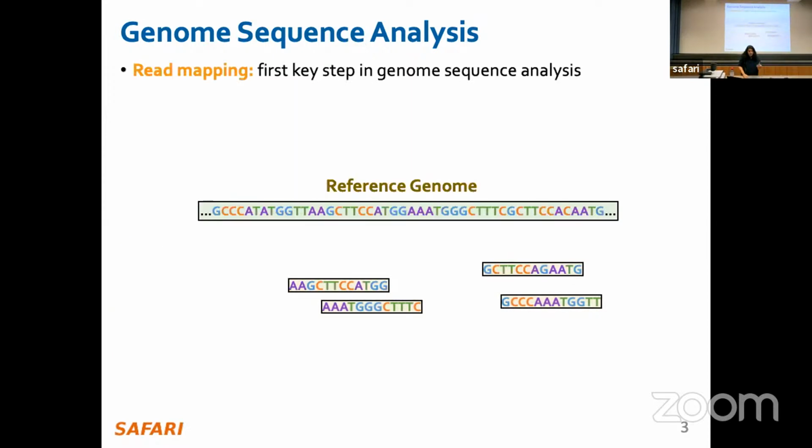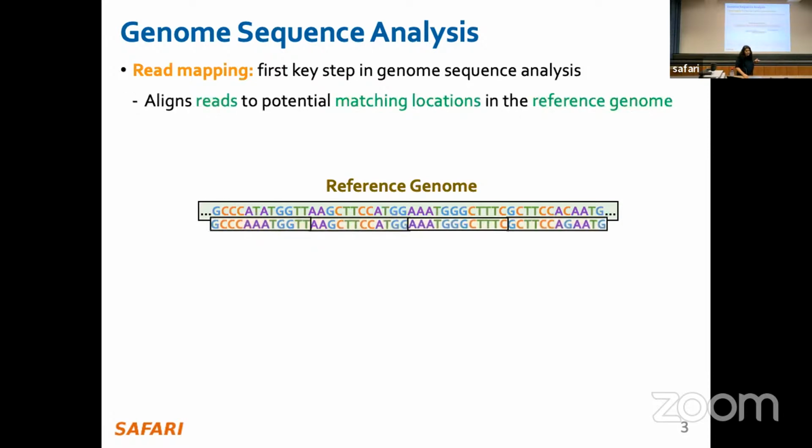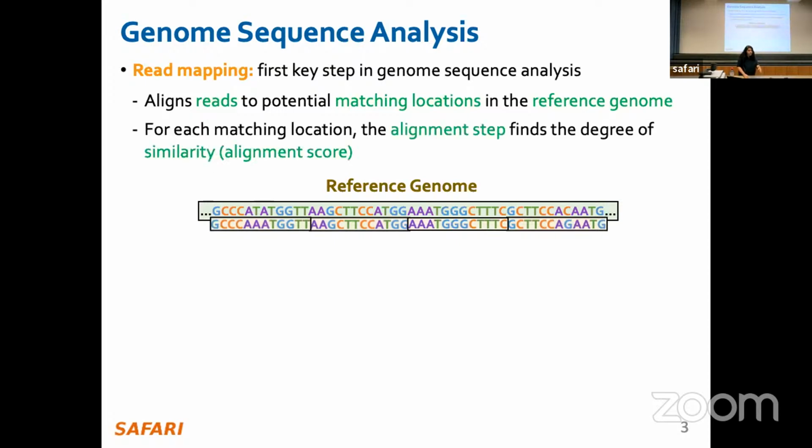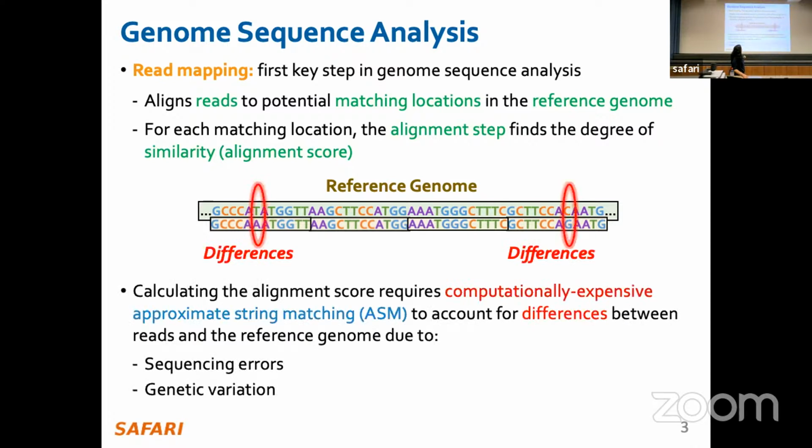So read mapping is the first key step in genome sequencing analysis that aligns reads to some potential matching locations in the reference genome. Imagine we have a patient that we want to conduct some personalized medicine task for, and then we have a reference genome of humans. We want to align these reads to the reference genome and see where they match. Also, for each of these matching locations, the alignment step finds the degree of similarity between these sequences. Based on these differences, we can make some medical or biological conclusions and then move to the next step. So these are very important.